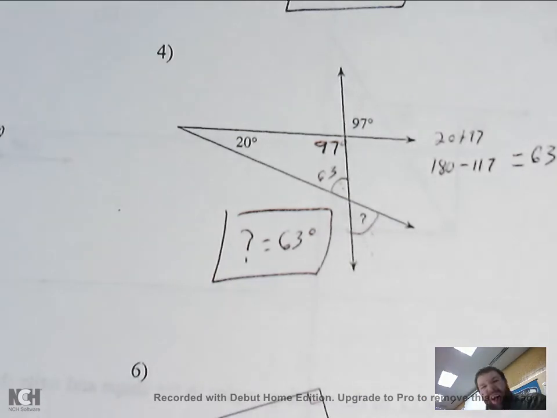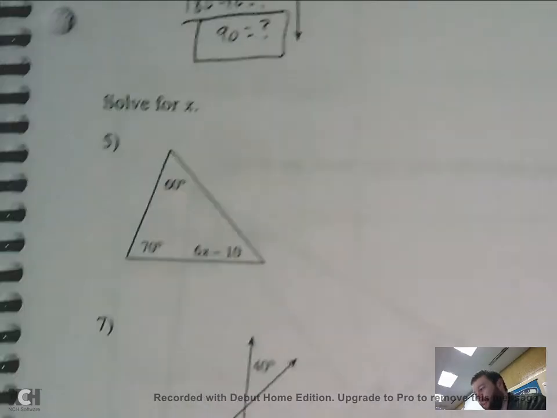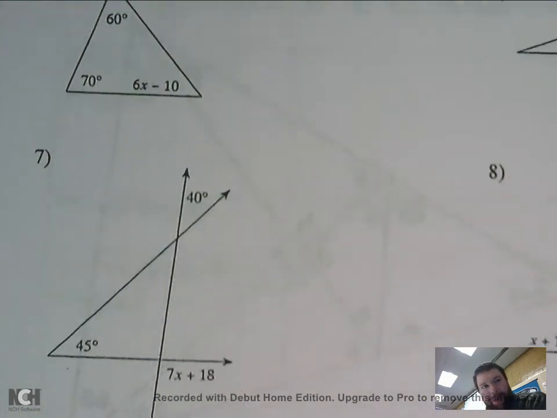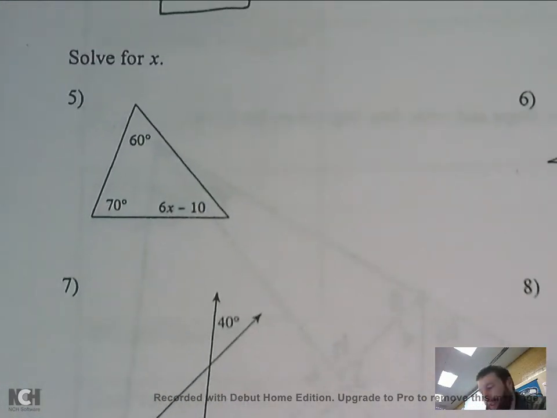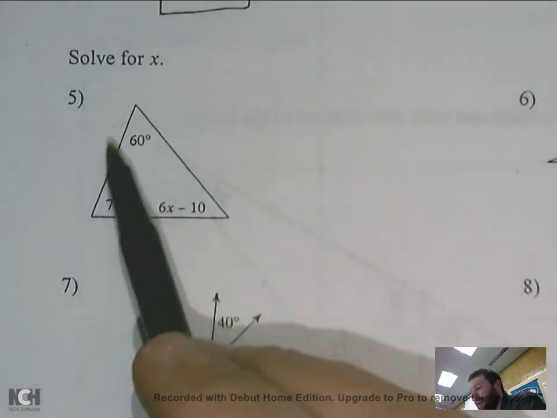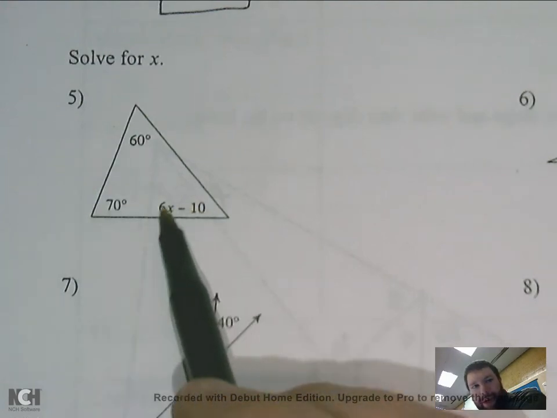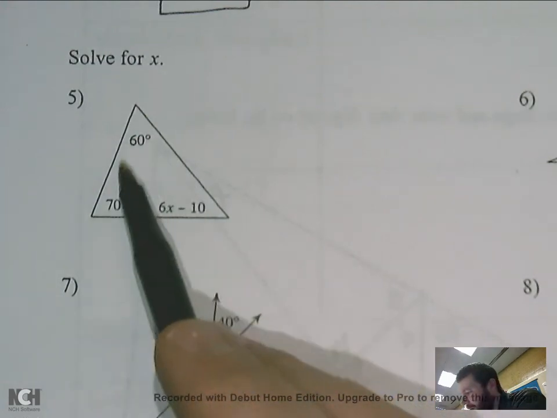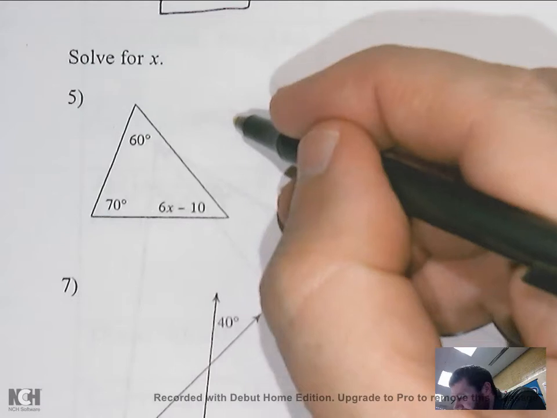Okay? Not too tough, right? We're just using all those concepts we talked about before. So let's do another one. So this one, I know all three angles here, but I'm trying to solve for x here. So I add them all together and set them equal to 180.